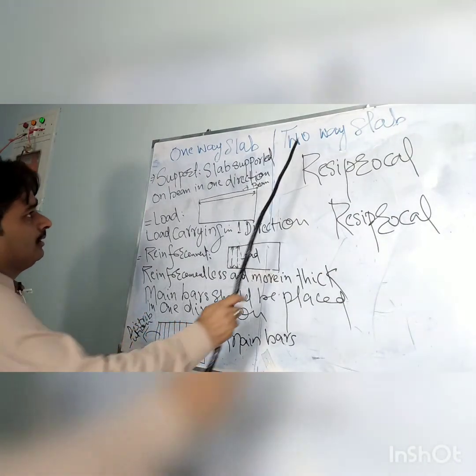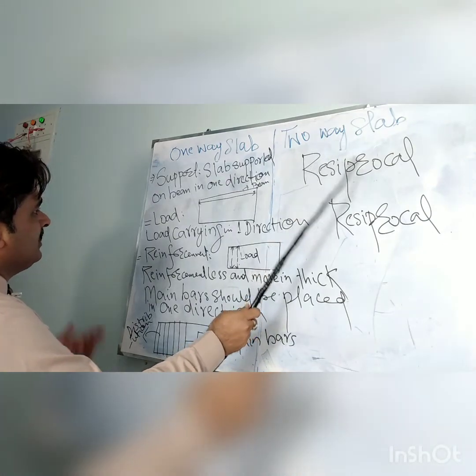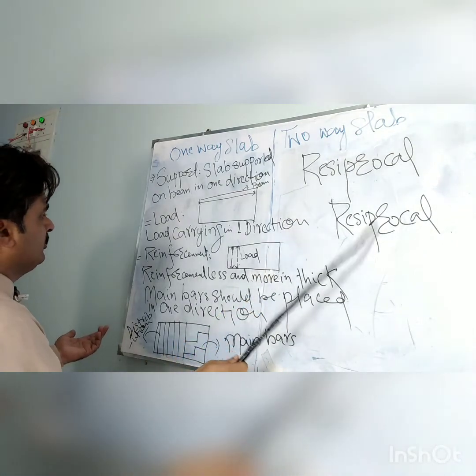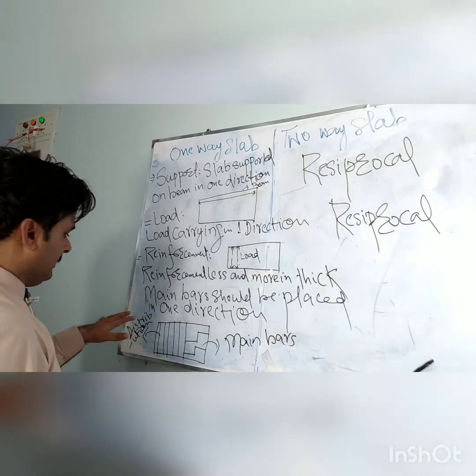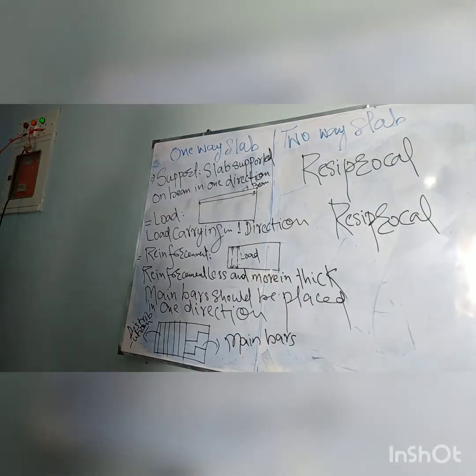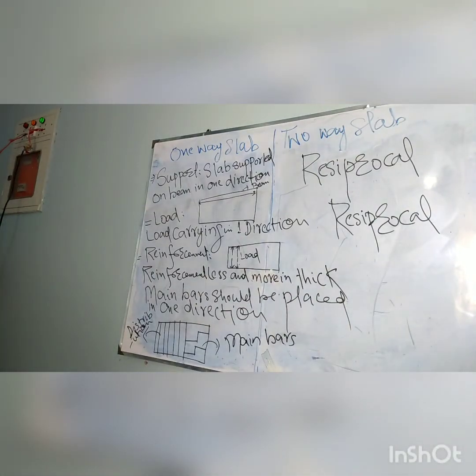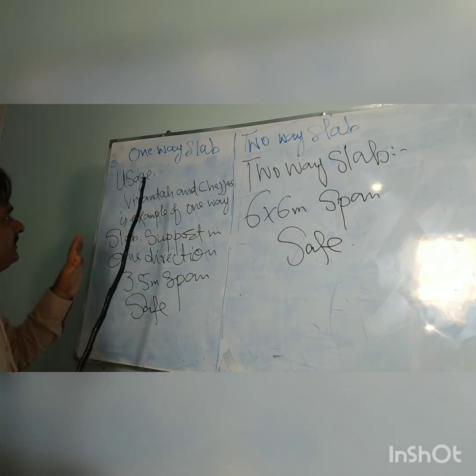Now coming towards the two-way slab, the support will be reciprocal. Load will be in two directions. Reinforcement will also be reciprocal. Okay friends, now we are coming towards usage.